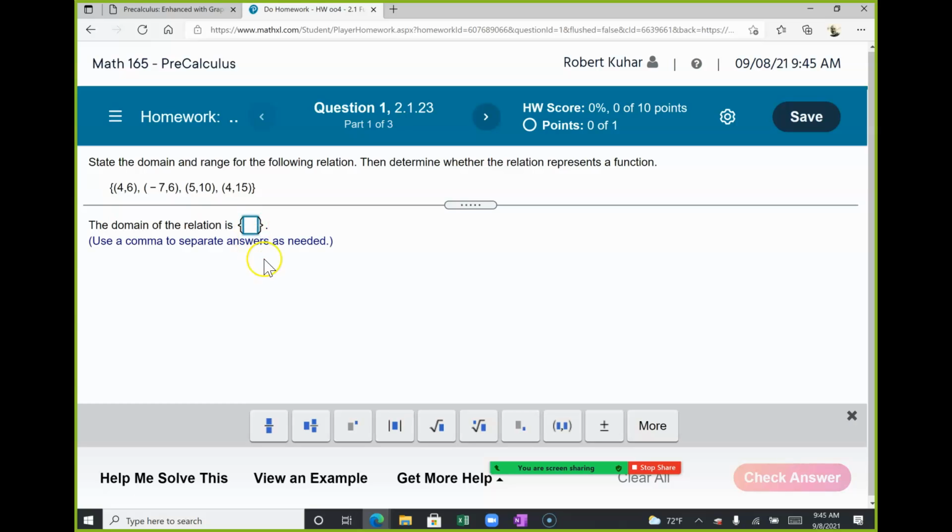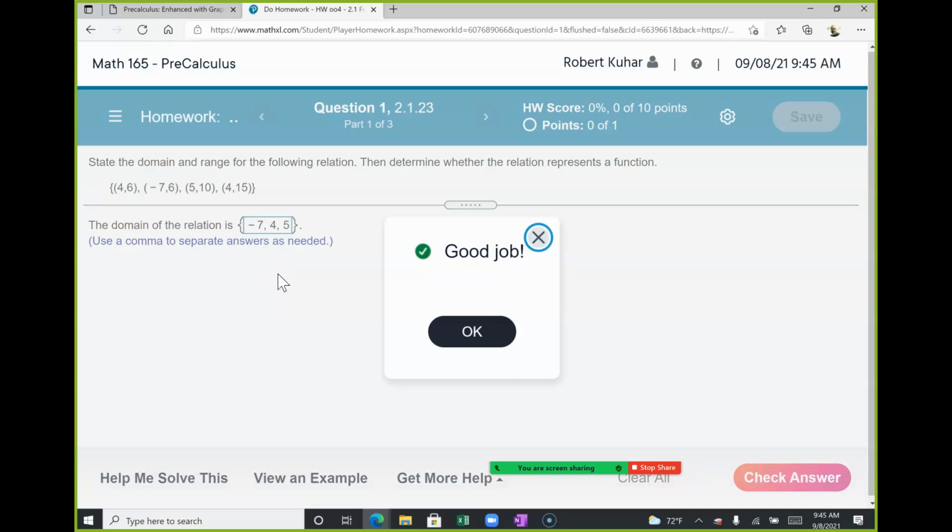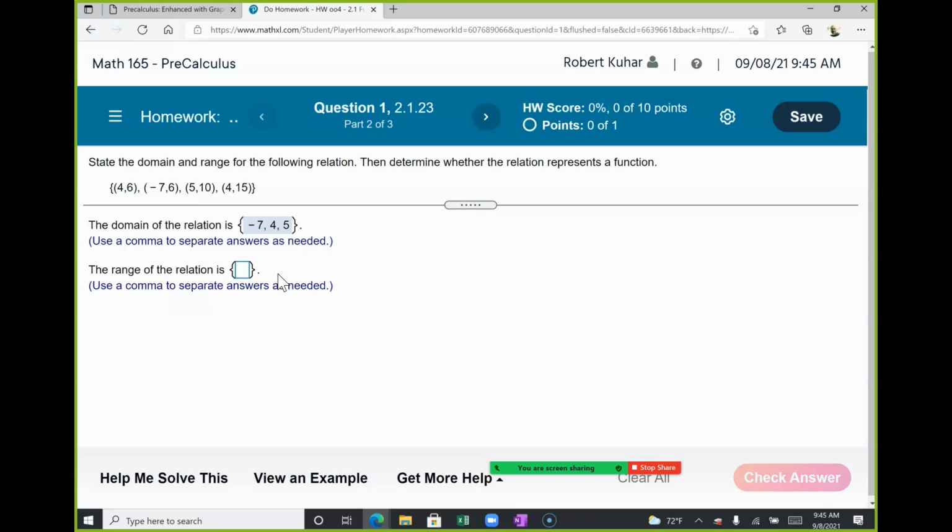And so my domain here, I don't need to repeat domain, right? I usually like to go in order, so negative 7, 4, 5. I don't need to put the repeated 4 in. I don't think it would mark me wrong, and it won't mark me wrong if I don't put them in order, but I'm just trying to think as much like a computer as I can.